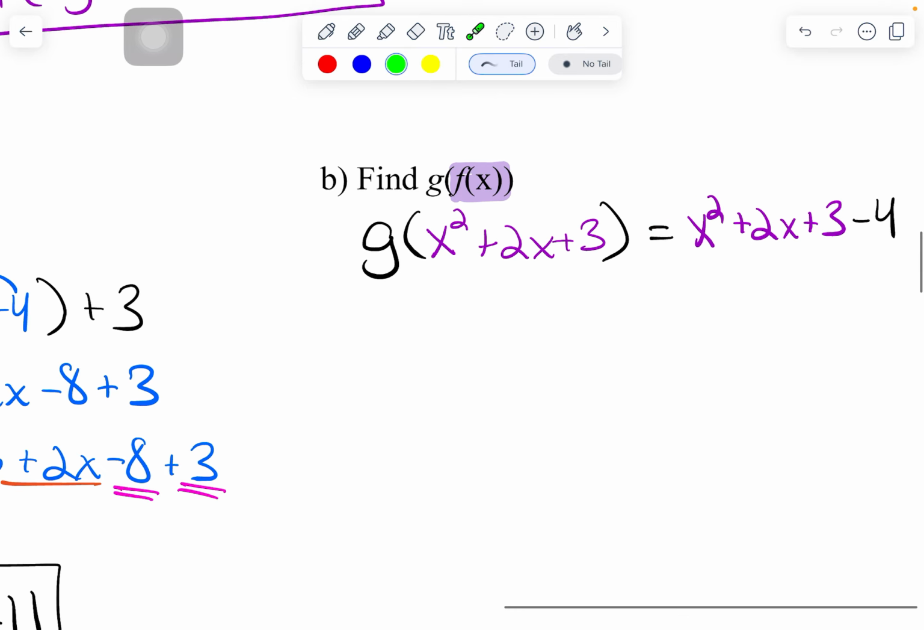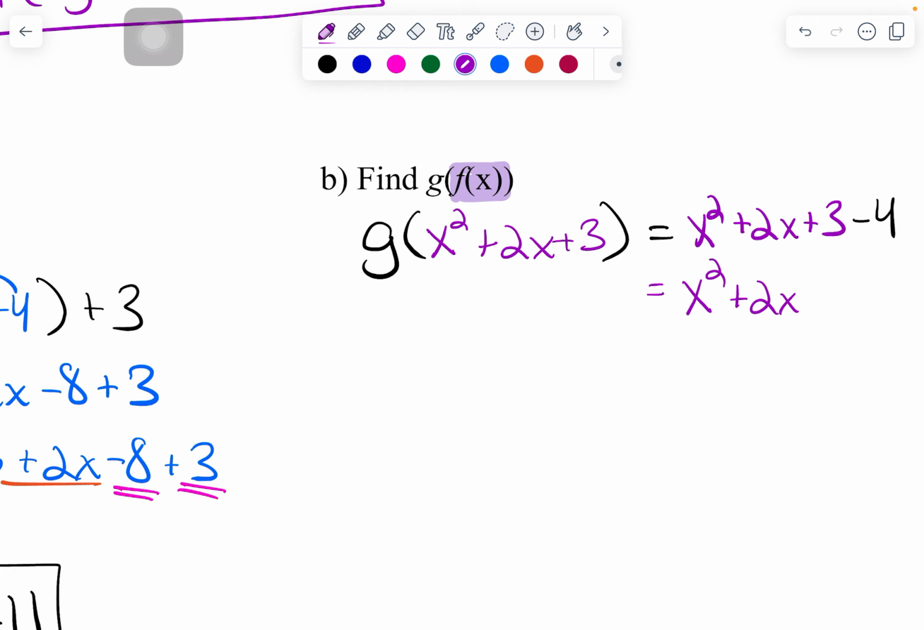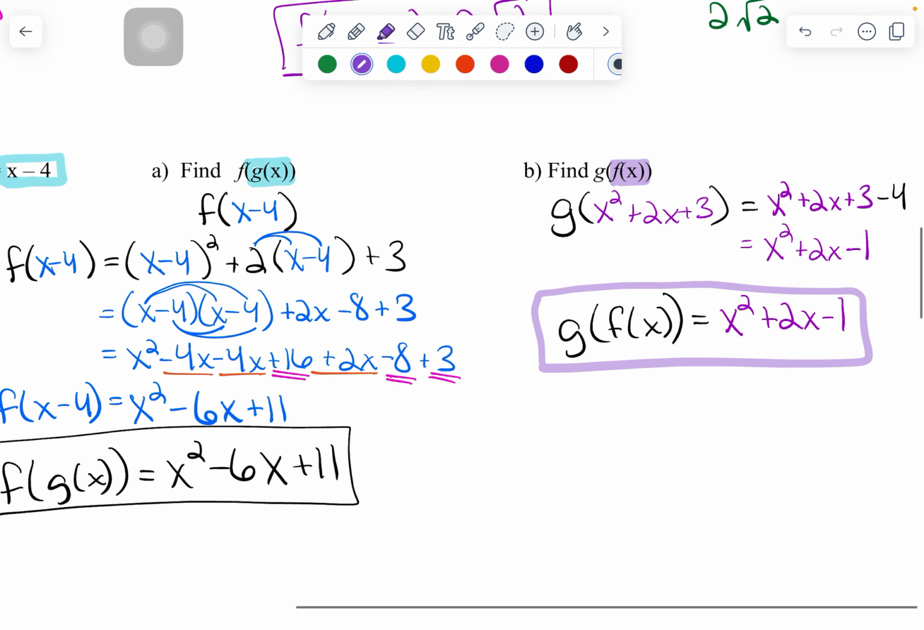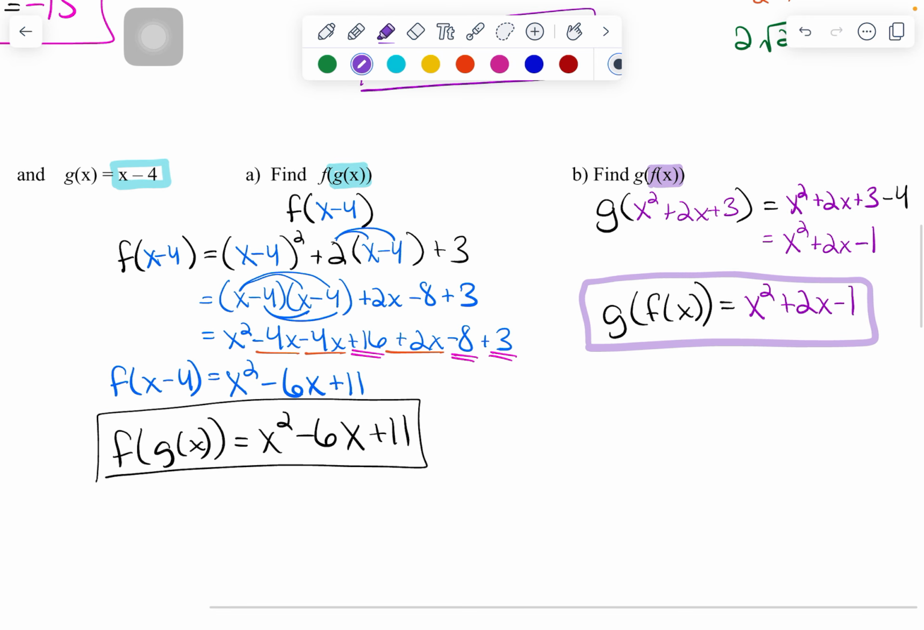There's not much to do here. So all you need to do is to combine a couple like terms. x squared doesn't have anything like it, plus 2x. And then you're just left at the end here with 3 minus 4, which would be negative 1. So for part B, you've got g of f of x is equal to x squared plus 2x minus 1. And that's it. So some of these composite functions are going to get a little bit more in depth than the other ones, just depending on which way you're moving your function.